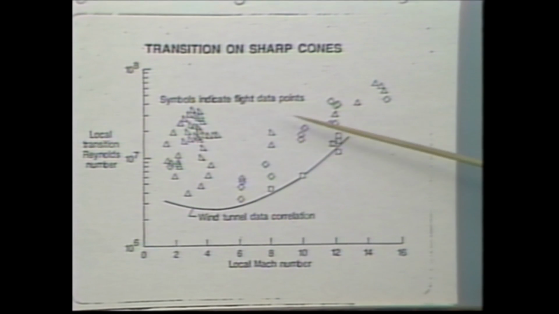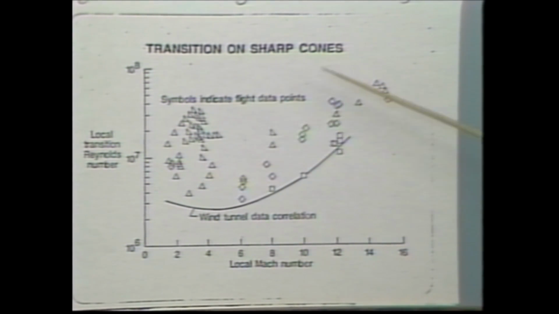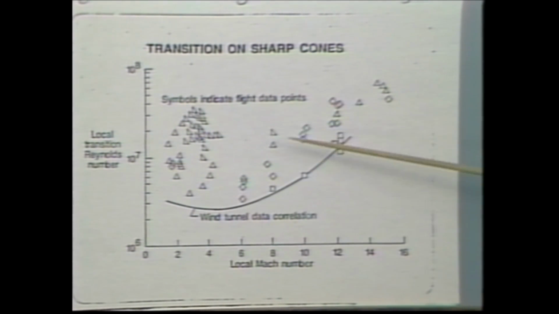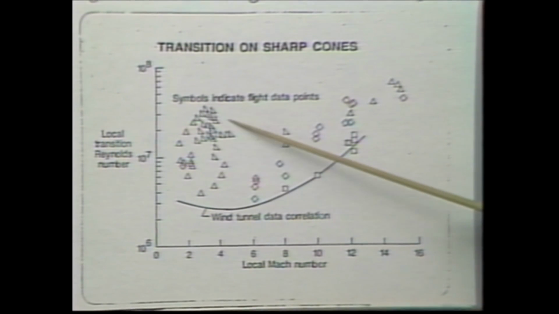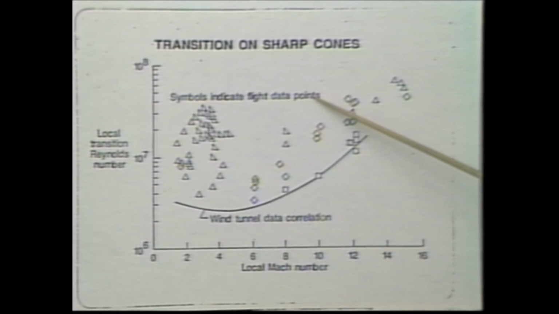The symbols on this plot represent a variety of flight data points, and I think they're mostly taken from X-15 tests. I think some of them are free flight tests. I don't know the source of all of them. But the key point that I want to bring out in this plot is, well, two key points I want to bring out in this plot.